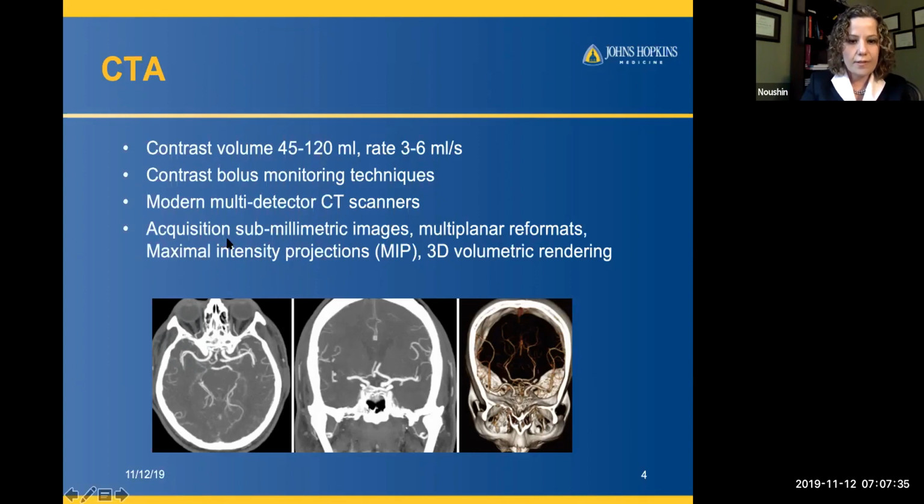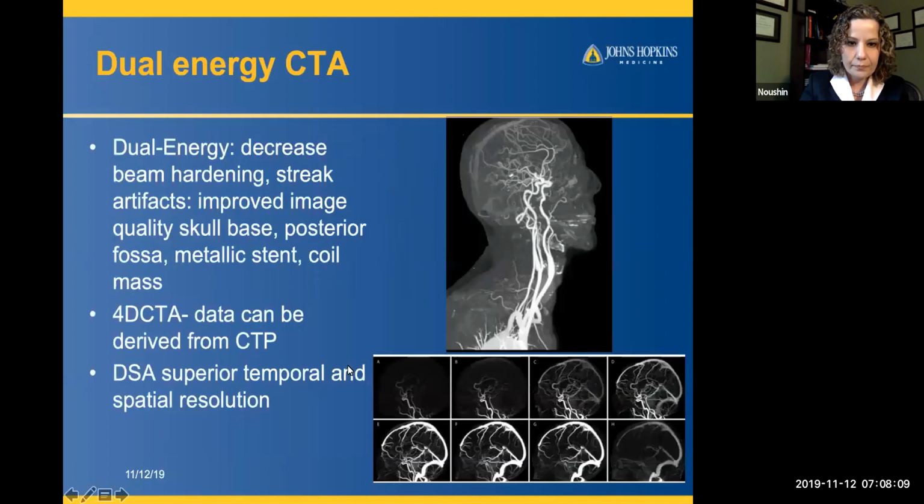Invention of newer multi-detector CT scanners has resulted in us being able to acquire very thin slices so that we can reconstruct them in different planes, do multiplanar reformats, and do this sort of imaging, maximal intensity projection, like MIP. So this is an axial, this is a coronal MIP of CTA of the head, which can actually show us the areas of a stenosis or abnormality better. Also, we can do 3D volumetric rendering. So this can give us a better look at the overall picture of the vessels in the brain.